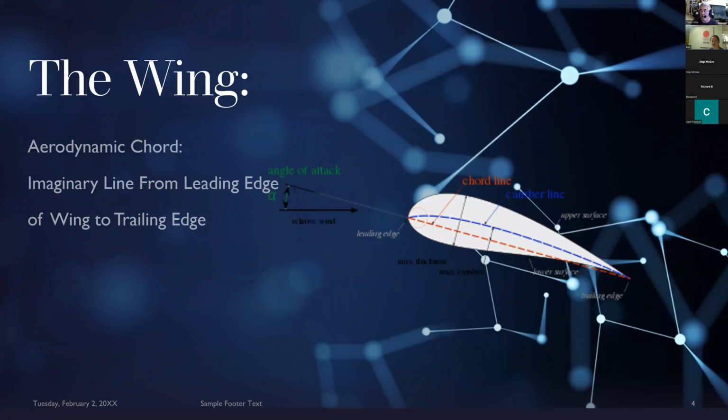Aerodynamics. Okay, the wing. So the definition of aerodynamic chord is the imaginary line from the leading edge of the wing to the trailing edge of the wing, right? So you have this picture of an airfoil, right? The point at the very rearmost part of that airfoil is the trailing edge. The frontmost part is the leading edge. The aerodynamic chord is the imaginary line that goes from point A to point B.